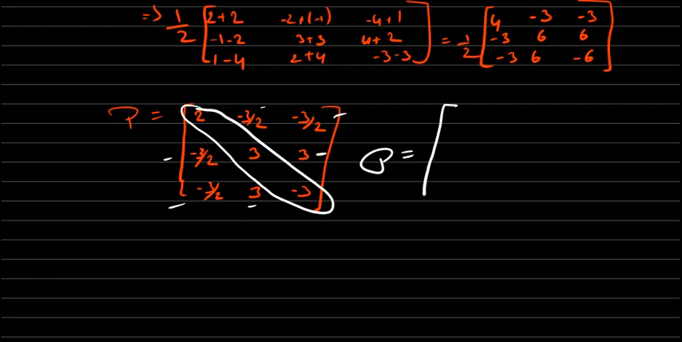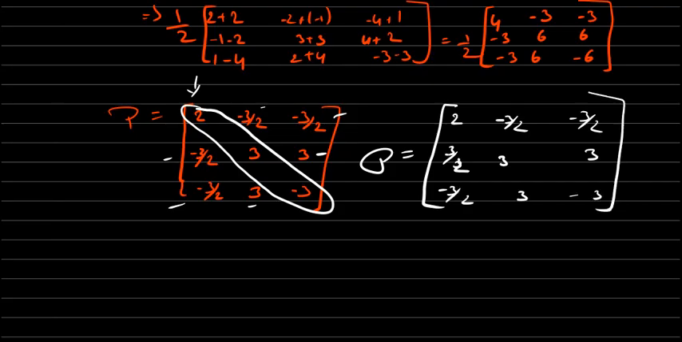You start from here: 2, minus 3 by 2, minus 3 by 2. Again, the second column: minus 3 by 2, 3, 3. Third column: minus 3 by 2, 3, minus 3. So, therefore, it is a symmetric matrix.